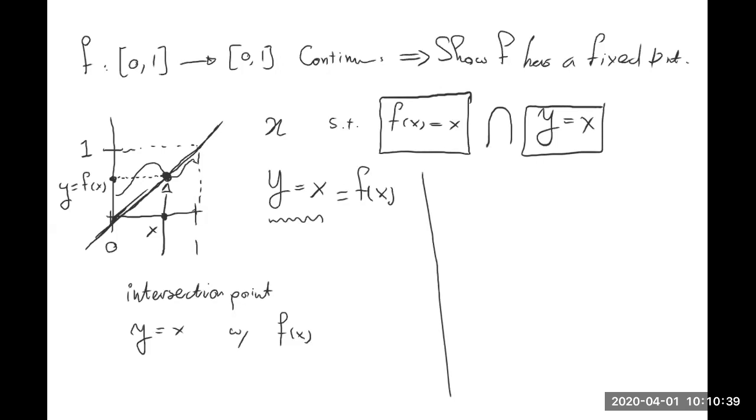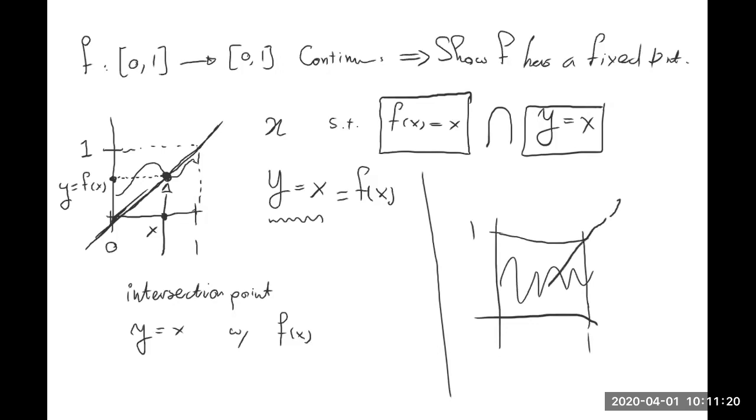Okay, so if we understand this fact that a fixed point of a function is the intersection of the graph of the function with the line y equals x, then in order to show that any function f which is continuous from 0 to 1 to itself has a fixed point, we only need to show that for any function from 0 to 1 to 0 to 1, doesn't matter what it is, if we look at this line y equals x, there is always an intersection point.